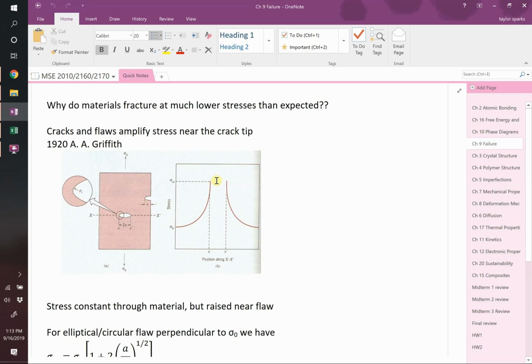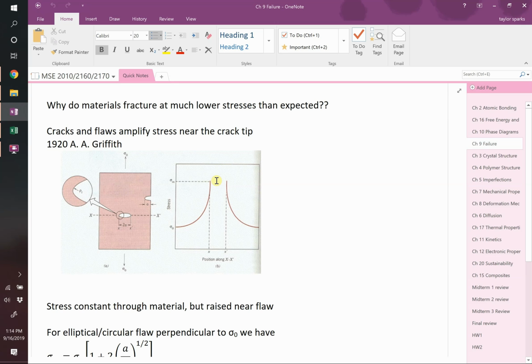And he was the first one to suggest that, well, maybe in the vicinity of these flaws in your material, the stress that you think you're applying to this thing actually gets magnified. And it's the highest right at the tip of that crack, which would be a reason for that crack to slowly extend and grow over time. Everybody follow me? Okay? So this is what the diagram looks like.